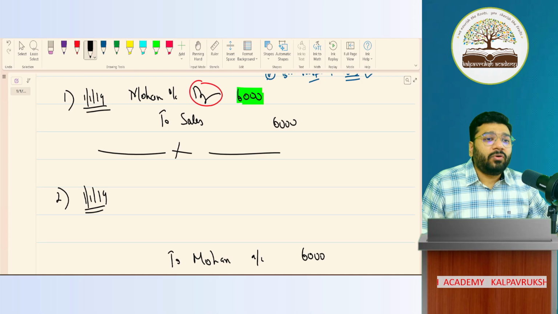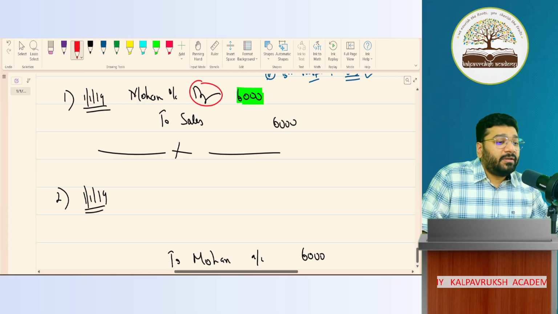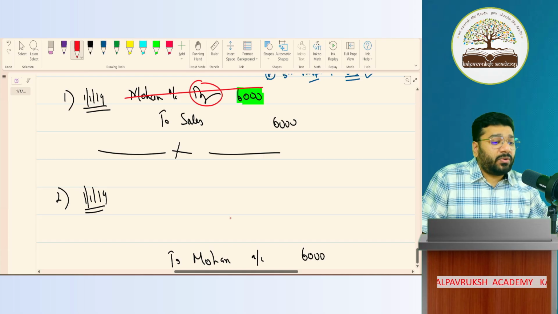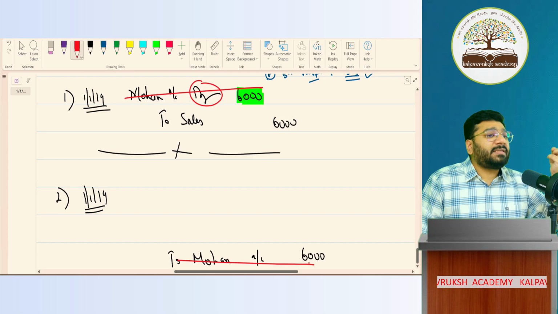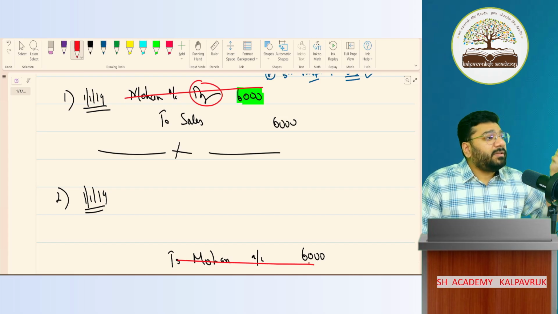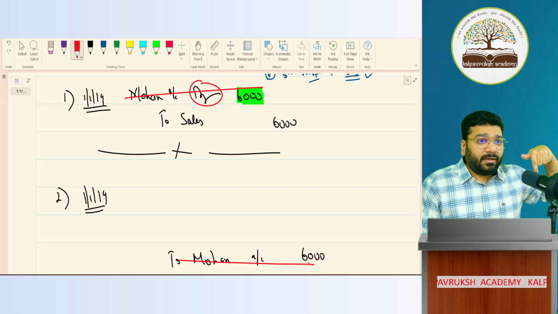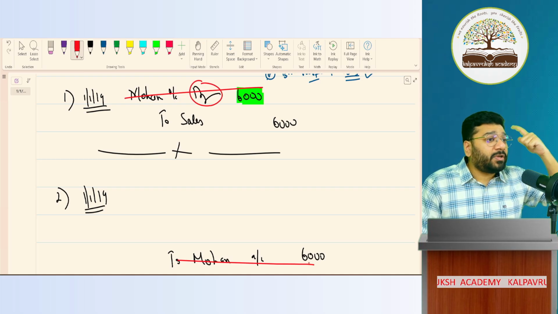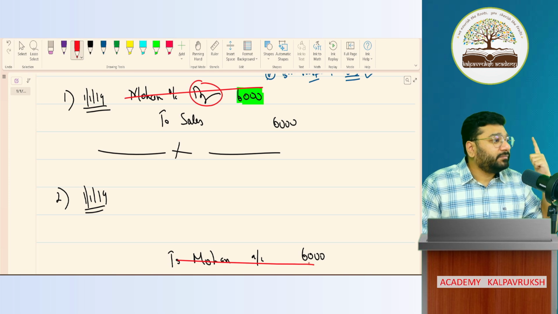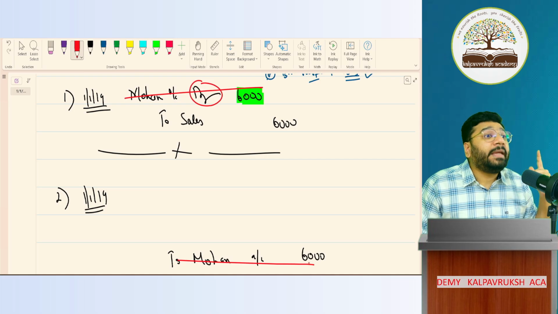If I may ask you, what is the balance of Mohan's ledger? Mohan ledger balance, how much? 0. Why? Because Mohan debit 6,000 means plus 6,000. Mohan credit 6,000 means minus 6,000. 6,000 minus 6,000, the net balance is 0. That calculation should run parallelly in your mind. Maybe in today's class or the next class you'll understand the importance of noting down the ledger balance in your mind. Without that, you will not be able to do the complicated questions.